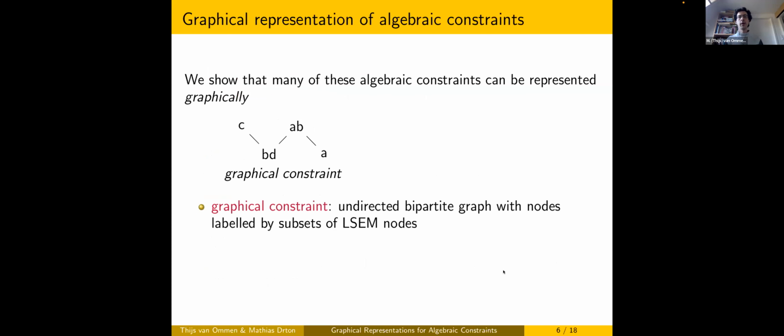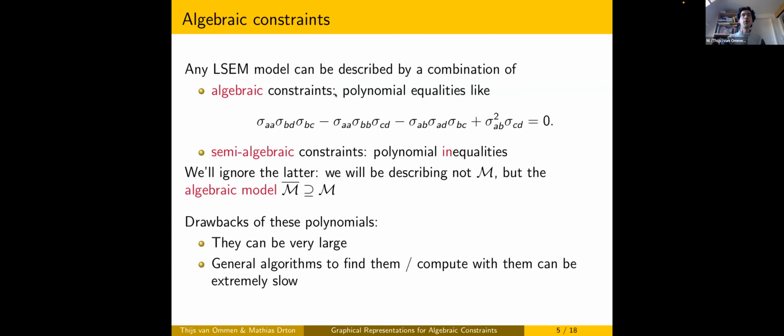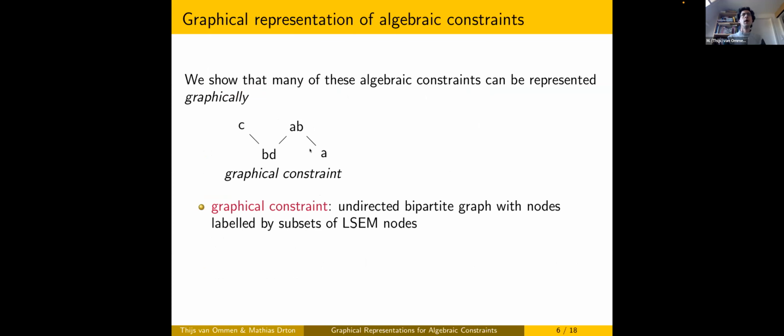So what we are doing here is presenting a different way of writing down these algebraic constraints, namely in a graphical form. So here's an example of a graphical constraint. And this is in fact the graphical constraint corresponding to this algebraic constraint. And so this graphical constraint gives a more succinct representation than straight up writing the polynomial.